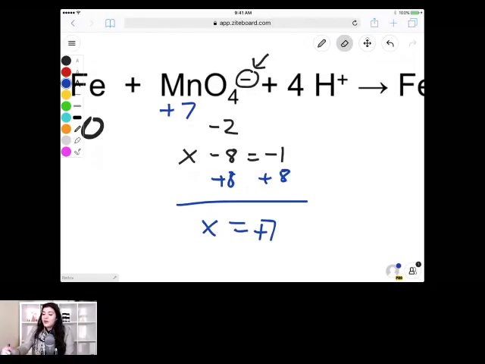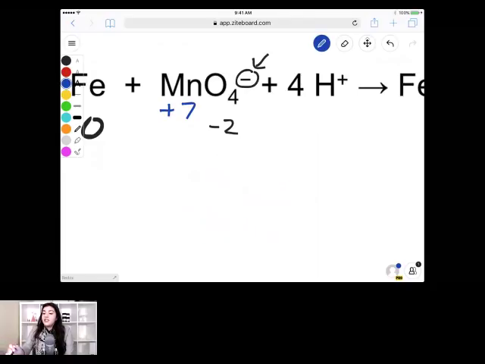So I'm going to erase this now because it is not part of your oxidation number. Your oxidation numbers are these: the -2 with your oxygen. That's only going to be your oxidation number. It's not going to be the -8. And then your +7 for your manganese. And I'm going to keep going with this concept.